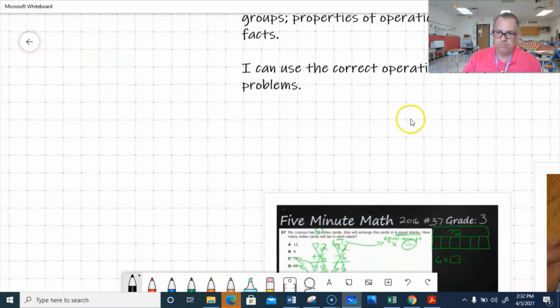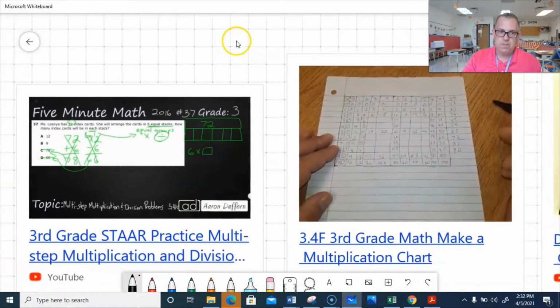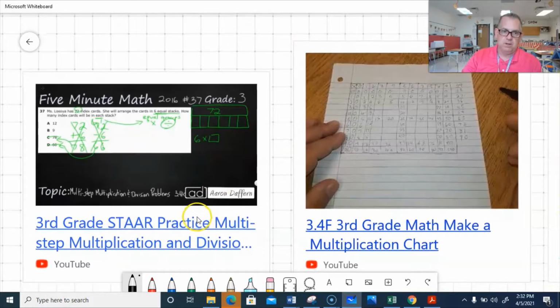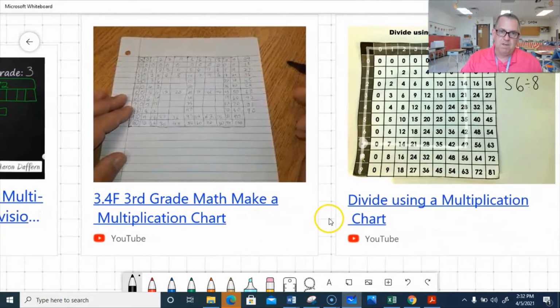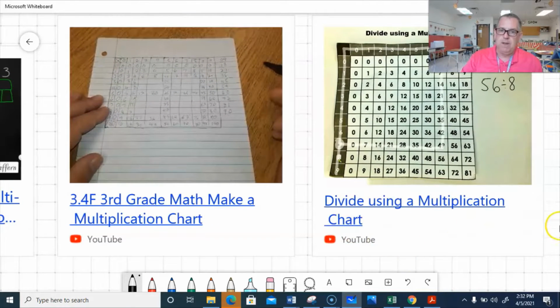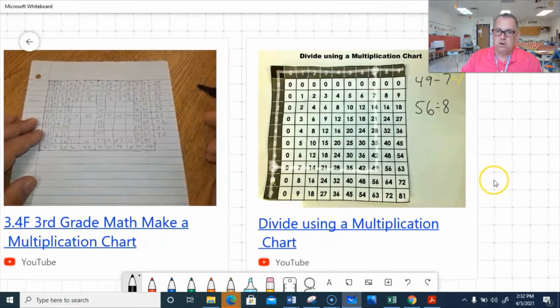I got some videos we're going to watch. The first one we're going to watch is Aaron's 5-minute math video, and he's going to be solving a STAR test problem over the skill that we're talking about, 3.4K. And then we're going to watch a video that I made about how to make a multiplication chart. And then a third video about how to use the multiplication chart to do division. So let's get ready and watch these videos.